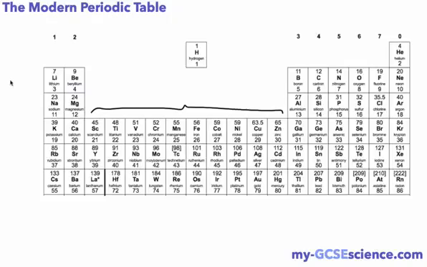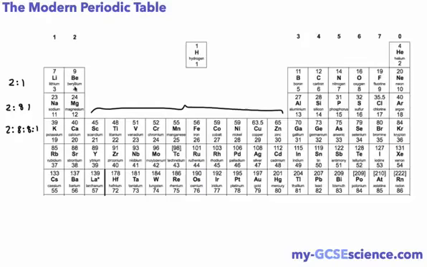So for lithium, the electron arrangement is 2, 1, and if this is not making sense to you, you can look back at the videos on atomic structure. But for lithium, it's 2 electrons in the first shell and 1 in the outermost shell. For sodium, it's 2, 8, 1, and for potassium, it's 2, 8, 8, 1. Each time there is 1 electron in the outermost shell.